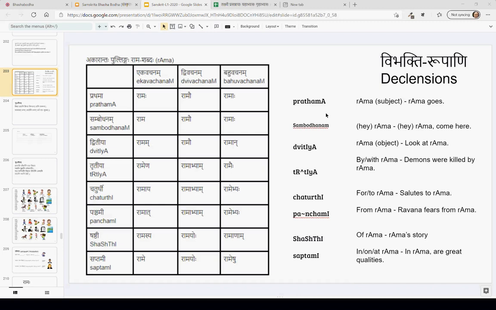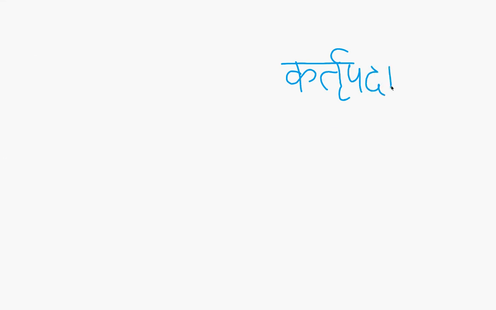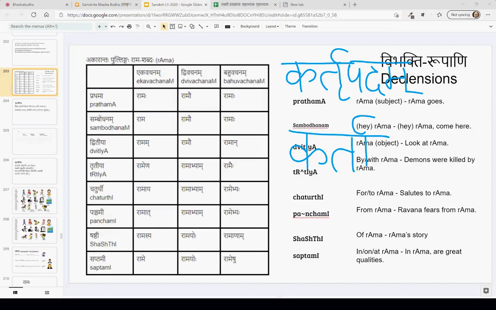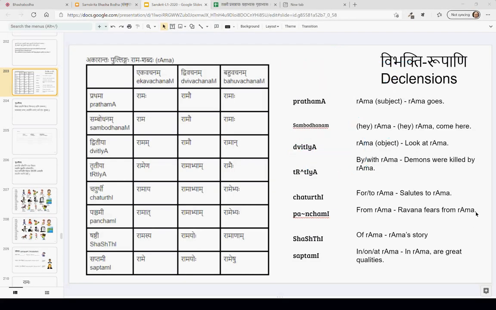In Sanskritam we call it Kartrupadam. Kartrupadam means subject, the doer. Karta means doer. So Kartrupadam means subject word.